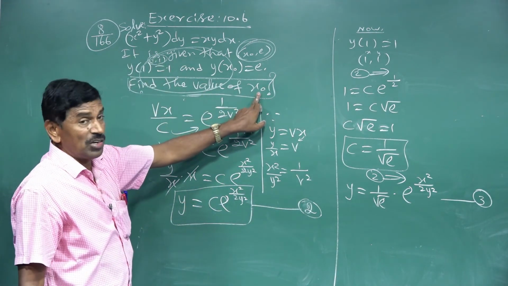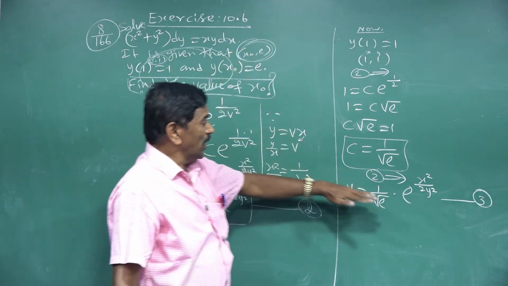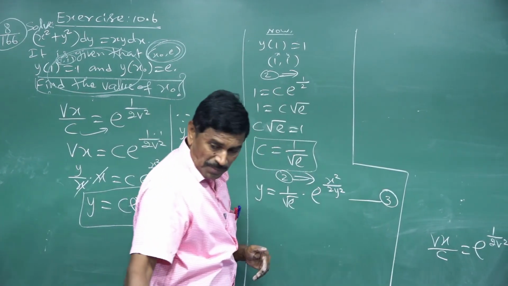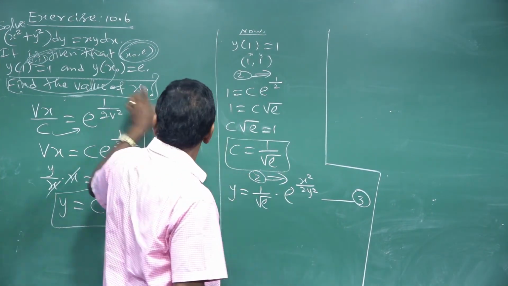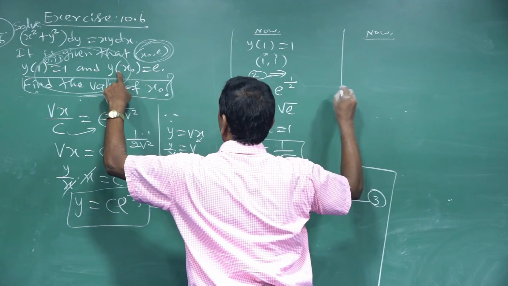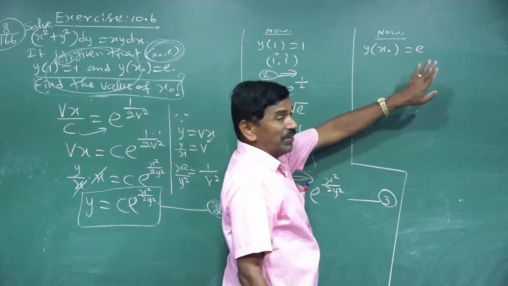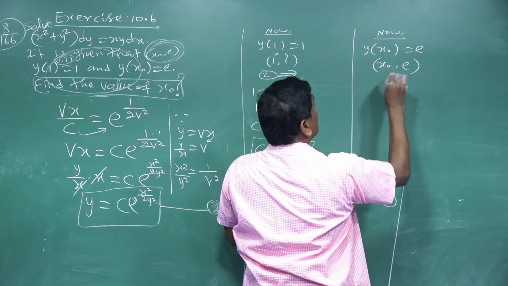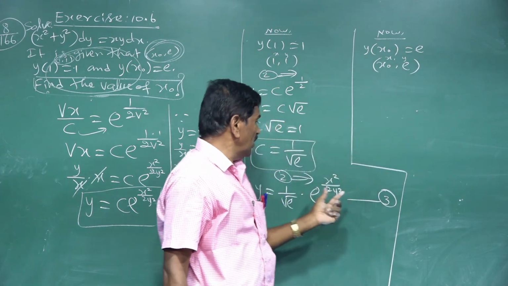We are asked to find the x0 value. So that is why there is one more condition, y of x0 is equal to e. Here also there is no place downwards, so I need a next page. Children, listen. Now take the second condition, y of x0 is equal to e, which is given. It means the point x0 comma e, of the form x comma y. Put x equal to x0, y equal to e in the third equation.